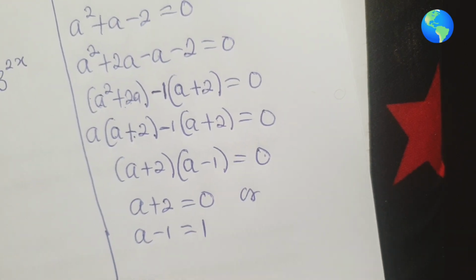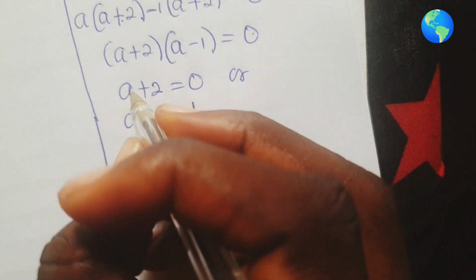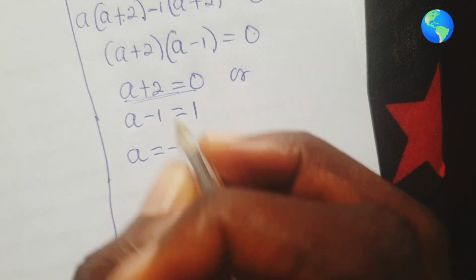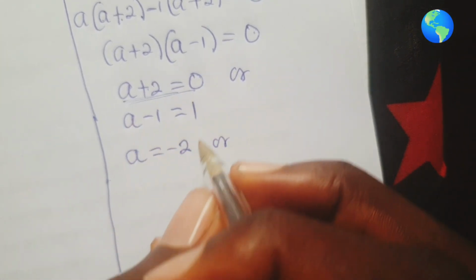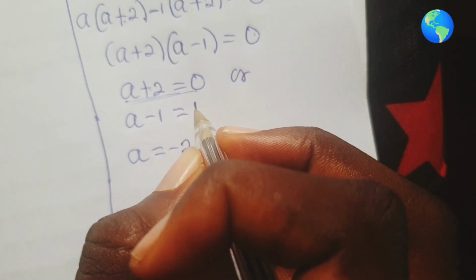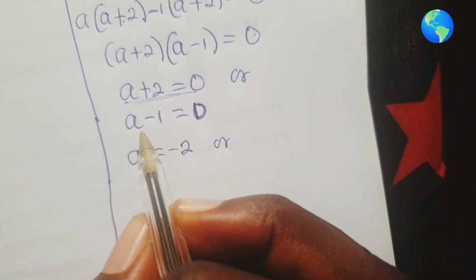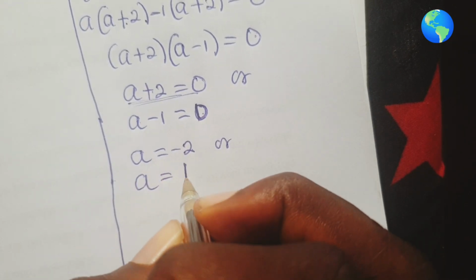Now, clearly, we'll have it that for the first part here, this particular one, a equals to minus 2. That's when 2 cross to the other side, right? Sorry, this should be 0. So that we'll have it that a minus 1 equals to 0 means a equals to 1.